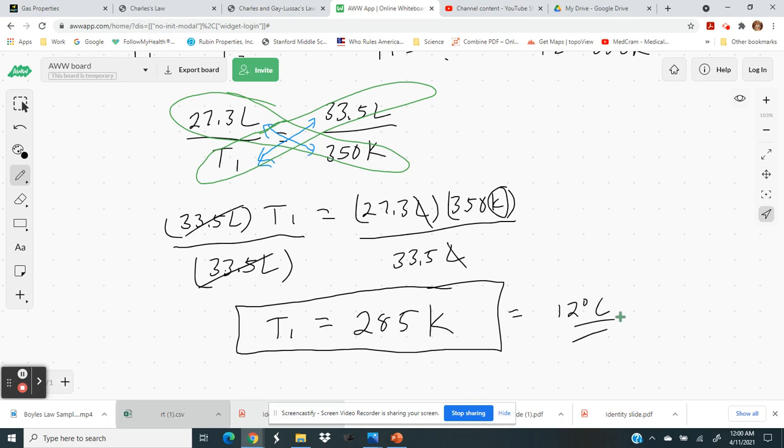So whenever your unknown is in the denominator, as it is right here, you cross multiply to get everything out of the denominator, then you solve for it. Okay? Hope that was helpful.